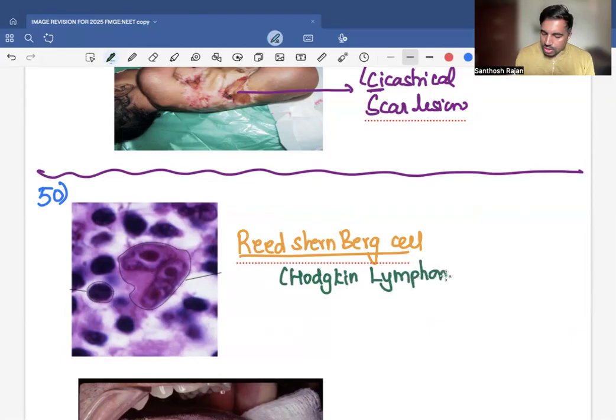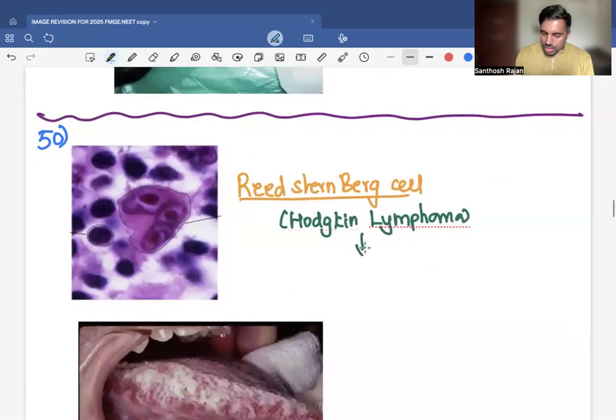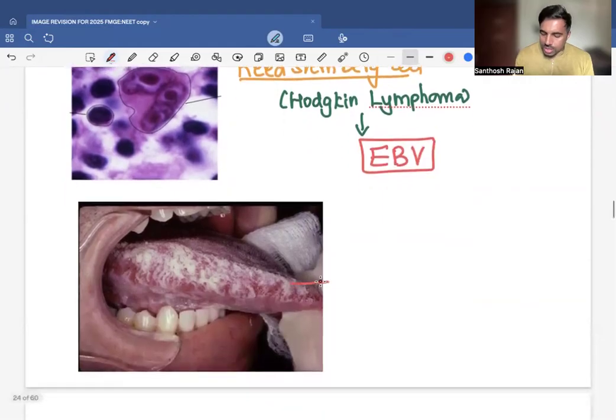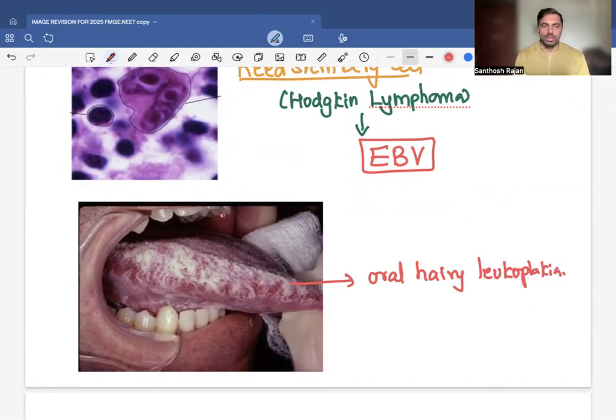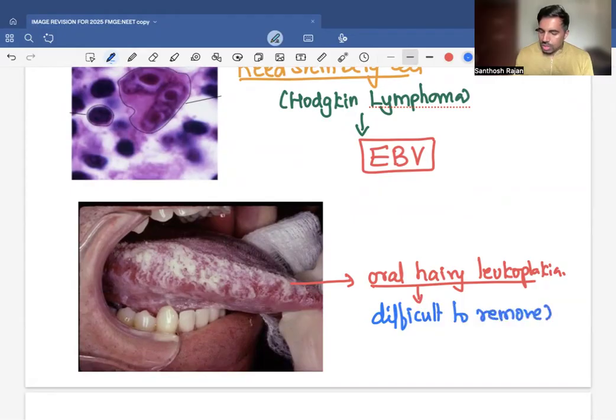So when you see any lymphoma, the virus which automatically comes to your mind is Epstein-Barr virus, EBV. When we talk about Epstein-Barr virus, this is the one I'm saying: oral hairy leukoplakia. This picture comes easy, and they'll give you a clue. Sometimes it can be confused with oral thrush, but in oral hairy leukoplakia it is very hairy and very difficult to remove. It can be very painful and can bleed also. That is one point you remember.